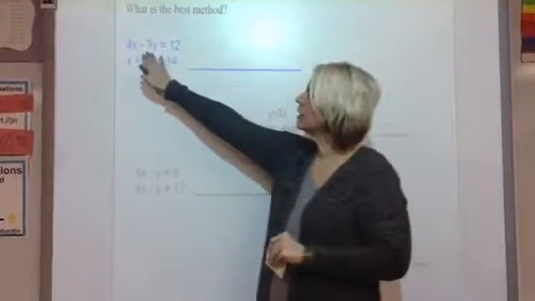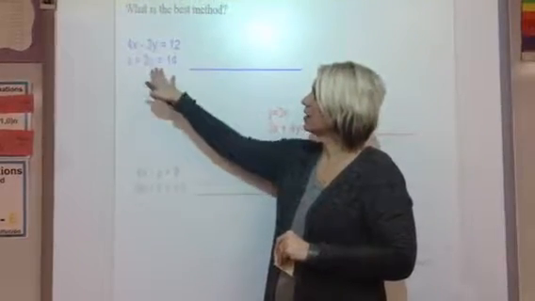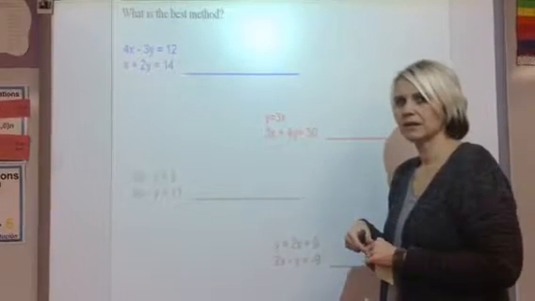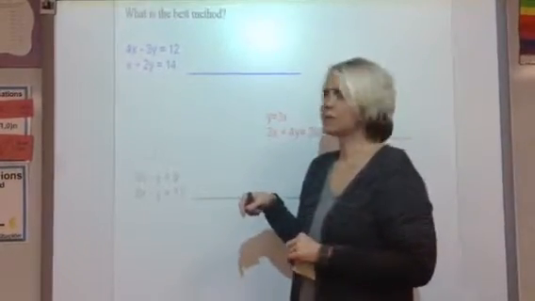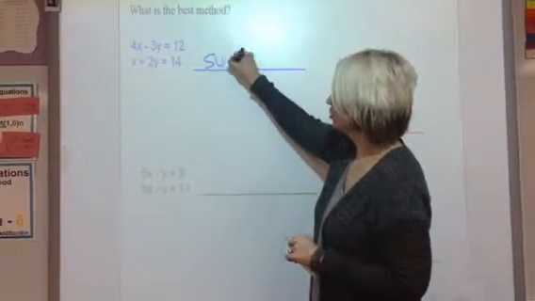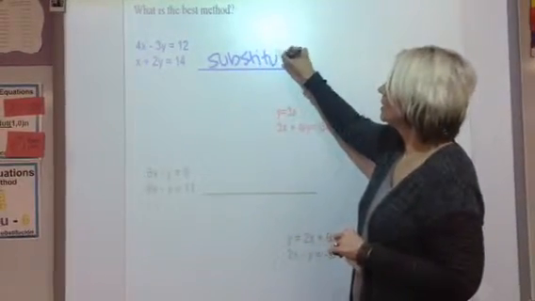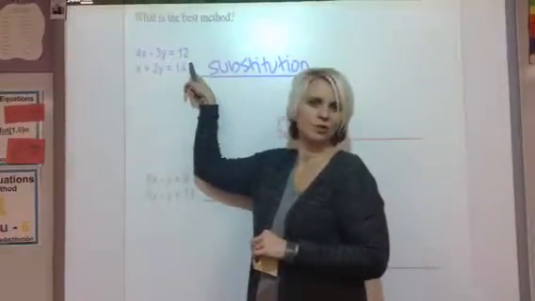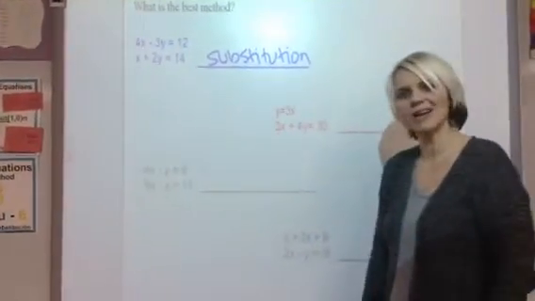So let's look here. 4x minus 3y equals 12, x plus 2y equals 14. What do you think? I think the best one to use here would be substitution. Now, why am I picking substitution? Because I have a coefficient of 1. All I have to do is subtract that 2y, and I can just plug that whole thing in for x.